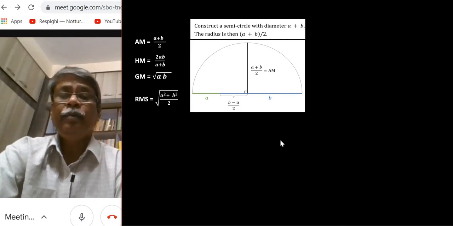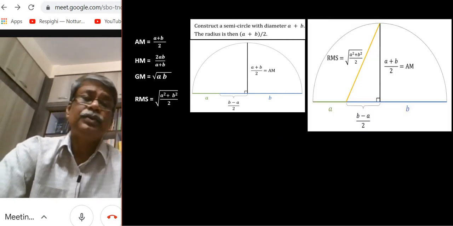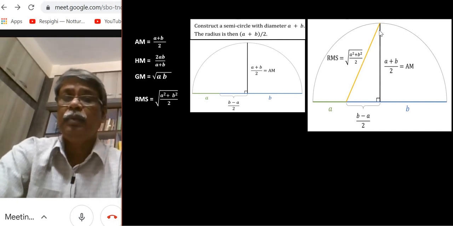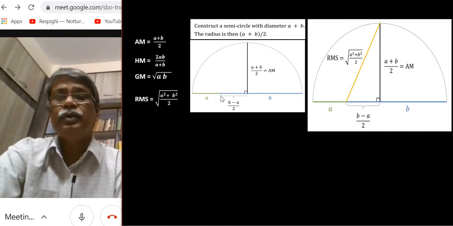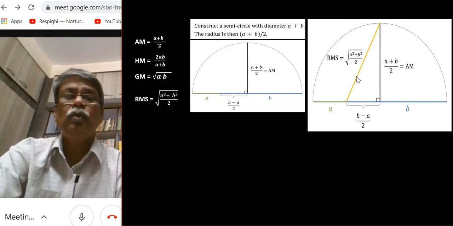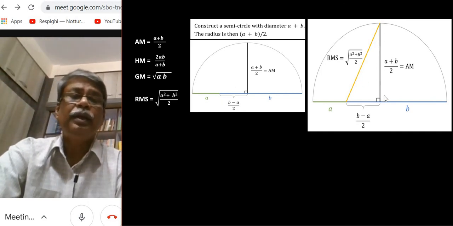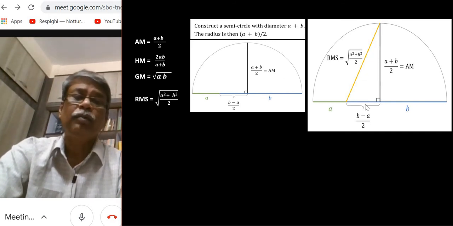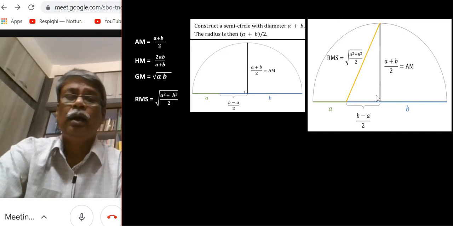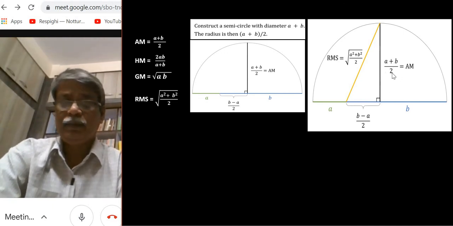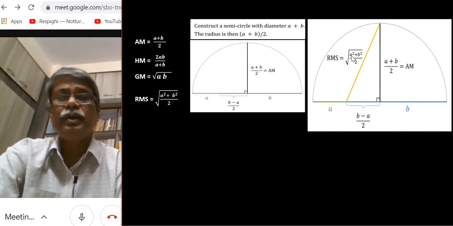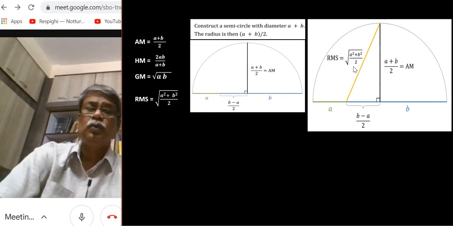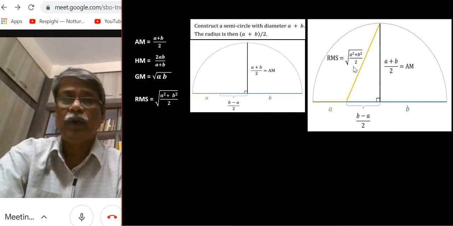Well, so why am I doing this calculation? Because my next point is I am drawing a straight line between these 2 points, the yellow line, and I am actually making a right angle triangle. This angle is 90 degrees. Now from the Pythagoras theorem, this length squared is the square of this plus the square of that. That means (b minus a by 2) whole square plus (a plus b by 2) whole square. And you can easily see that this comes as root over a square plus b square by 2, and that is nothing but the root mean square.